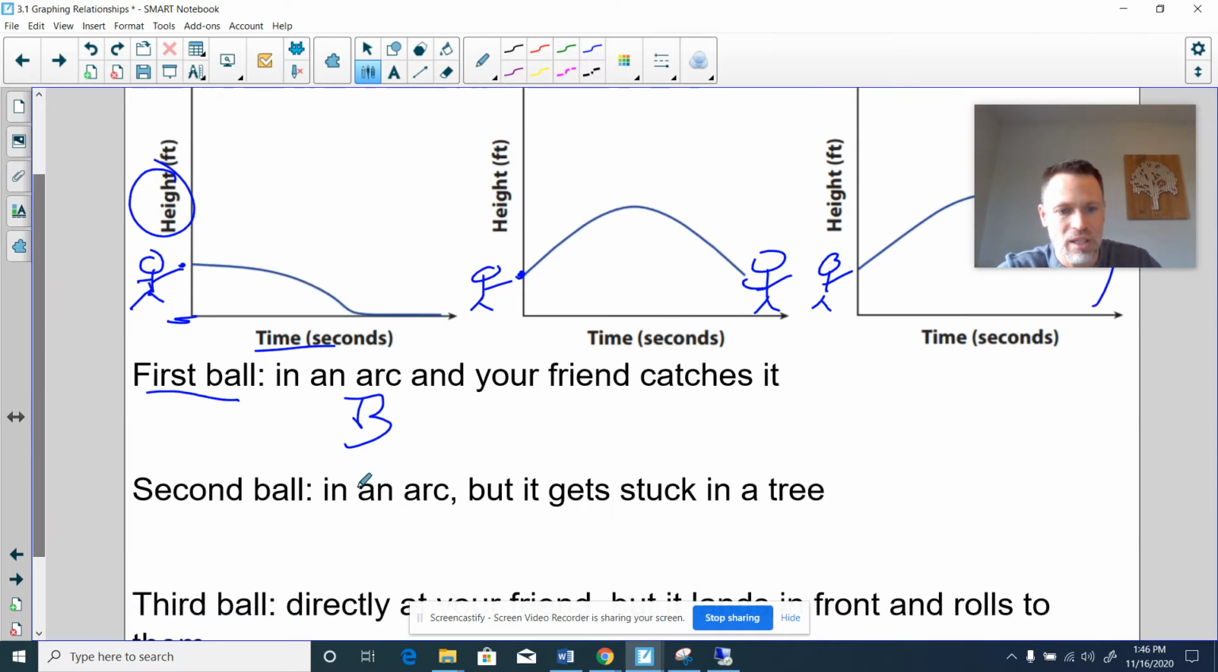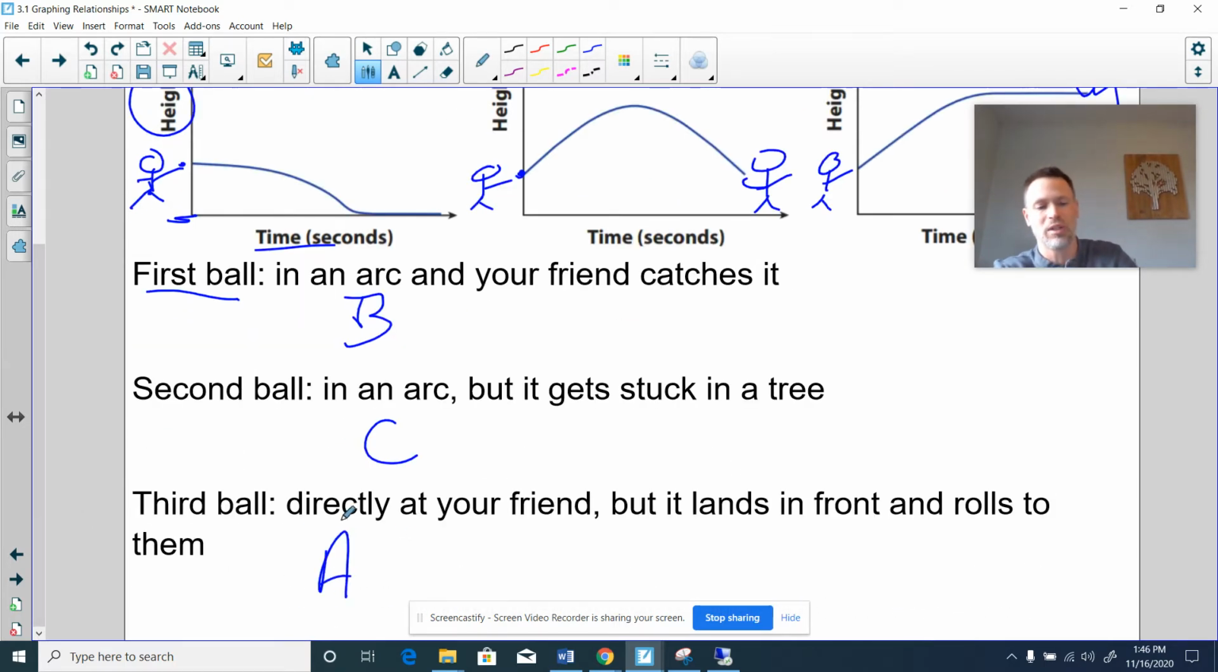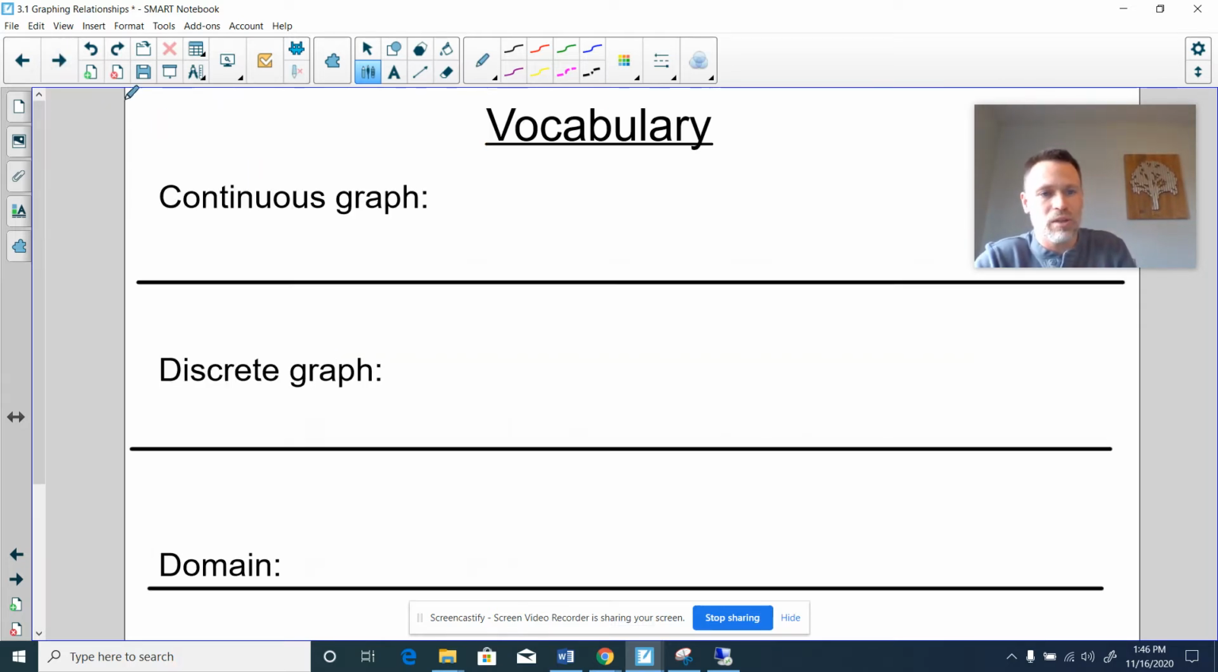So that's going to be graph C, which leaves us to say that graph A is this last scenario, but let's make sure it makes sense. Third ball, I throw directly at my friend, but it lands at his foot and rolls to them. So that's going to be this one. Throws it, lands on the ground, and then rolls the rest of the way to where your other friend is standing. And so that's graph A. So again, that's making sense of how we can look at graphs over time.